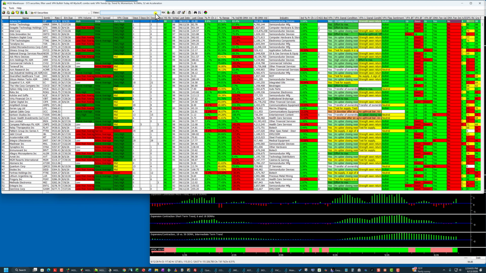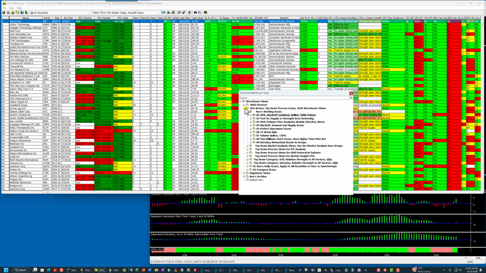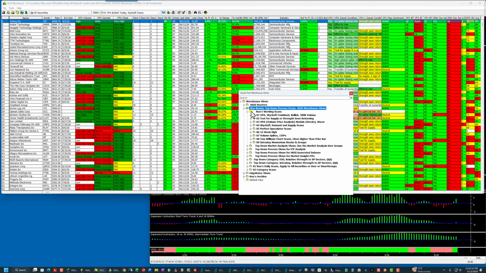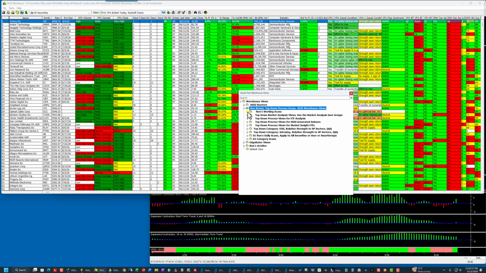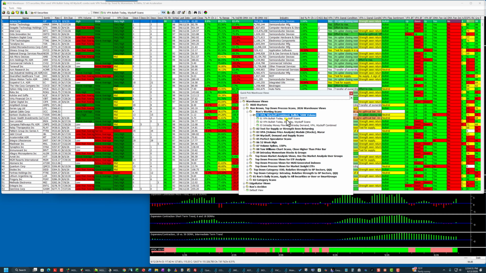So what I want to show you today is this filter, and if you haven't installed the add-on recently, you may not have this, but you should. Under my name, Ron Brown Top-Down Process Scans 2026 Warehouse Views, you're going to find a folder called Ron's Working Scans. And I'm going to go into the number one folder, VPA Bullish Today Wyckoff Scans.